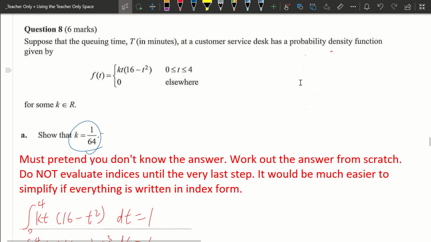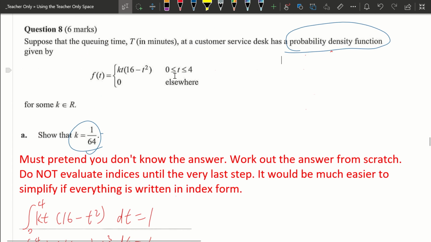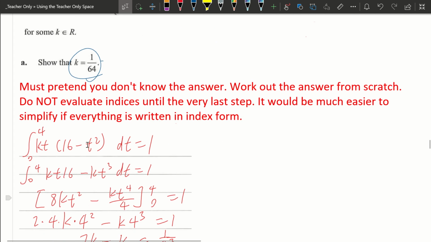To find k, the condition of a probability density function is that the whole area underneath it has to be 1. So that's what we do. We integrate from 0 to 4, the domain of it. Integrate the probability density function and we make it equal to 1 because it has to equal 1. So the k value has to give area 1.